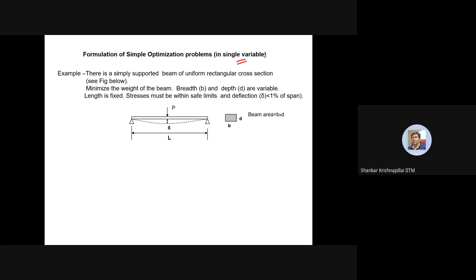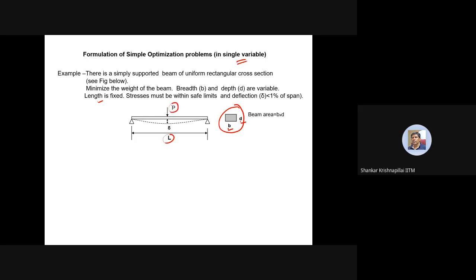There is a simply supported beam of uniform rectangular cross section. Okay. So the variables for optimization are breadth B and depth D. So these two variables can be changed by the algorithms. So length is fixed. Okay, the value of length will be given to you. Then load P is also fixed.